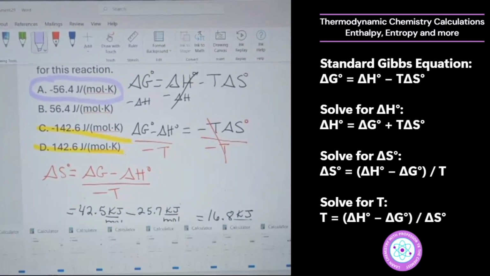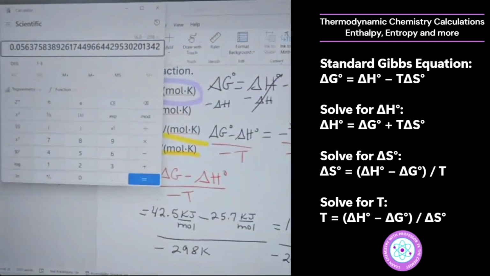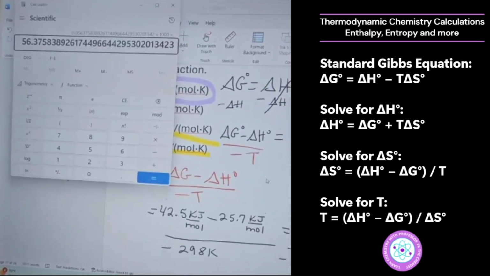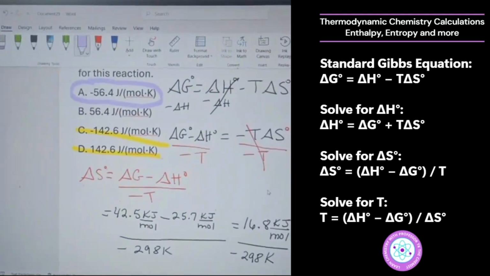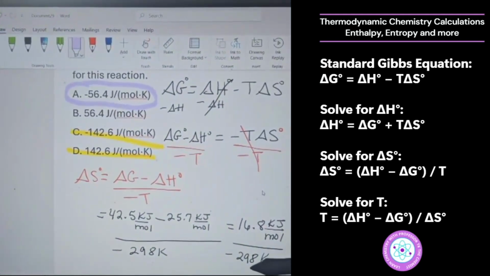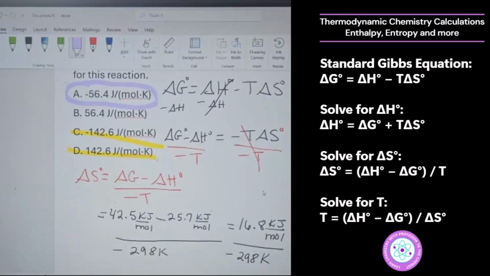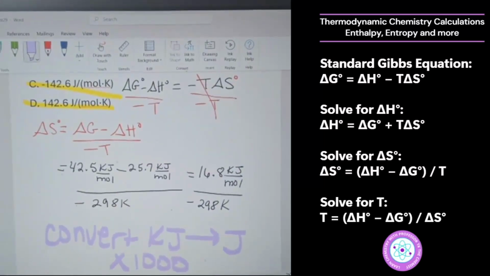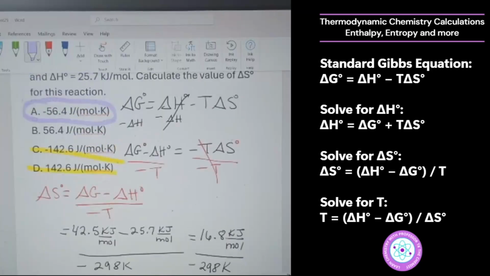So if we go back over here and multiply that answer times 1,000, we get 56.3 or 56.4 when you round it off. Negative, because that sign right there on the bottom is negative. You would multiply that times 1,000 and you would get 56.4. So you've got to convert your kilojoules to joules by multiplying your final answer times 1,000. So therefore, you end up with the answer of letter A, okay?